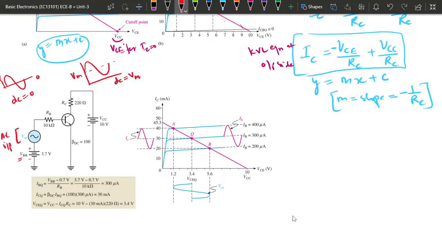Similarly here, the DC content of the AC signal is provided by the DC biasing. So this VBB will be providing the DC level to the AC signal. The AC signal will be a time varying signal, but at what DC level this AC signal will be varying will be decided by the DC biasing. Okay, and this DC biasing will be decided by the DC biasing circuit, or the BJT biasing circuit.